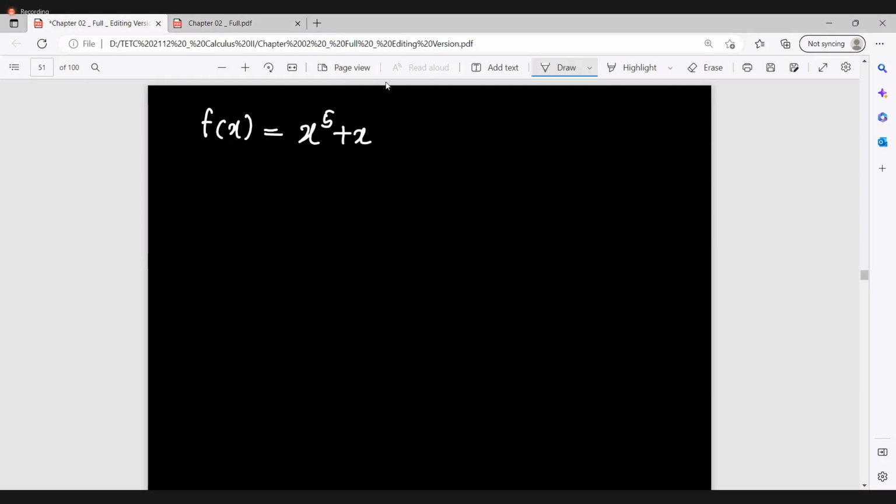So what do we need to do if we are asked to check whether this function is odd or even? We have to start from f of minus x. That means we have to replace all the x terms in that function by minus x. So we can write this as minus x to the power 5 plus minus x.